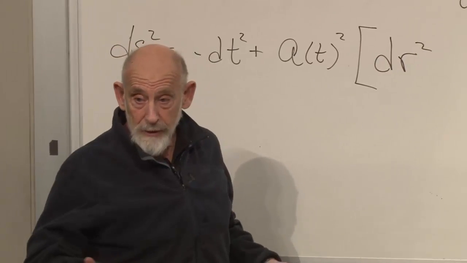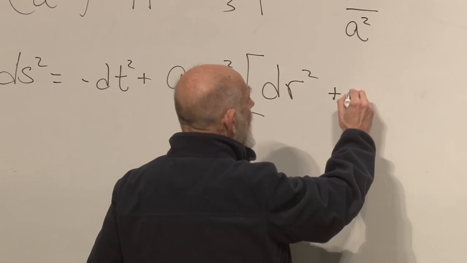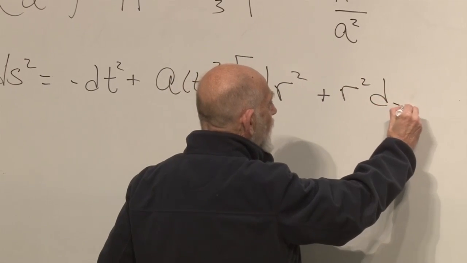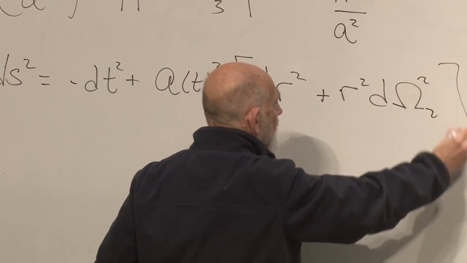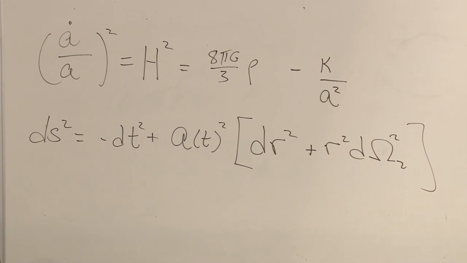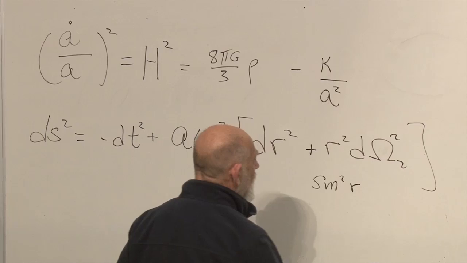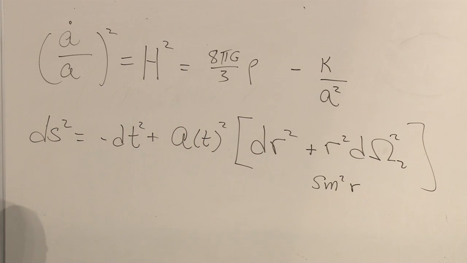The first one would be flat space. Let's take the case of flat space. That's k equals 0. Then this would be r squared d omega squared, the 2-sphere of the sky. What about k equals plus 1? What do we put there? Anybody remember? Sine squared of r. So this could be sine squared of r, or if it's negatively curved, hyperbolic sine squared of r.